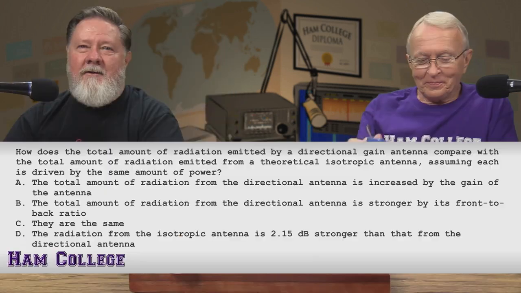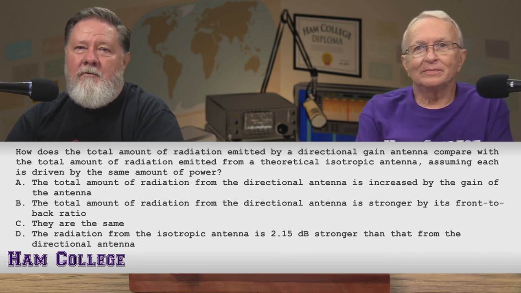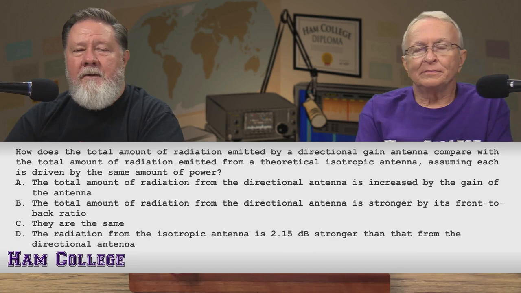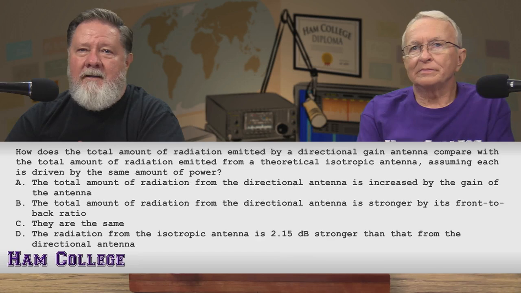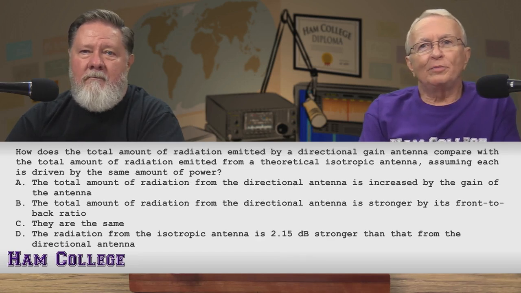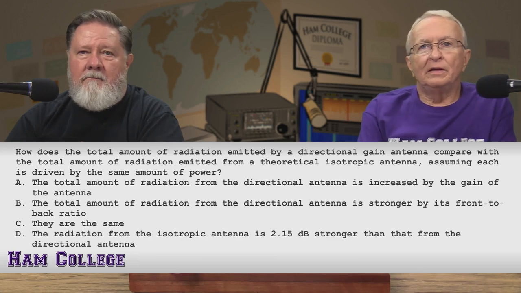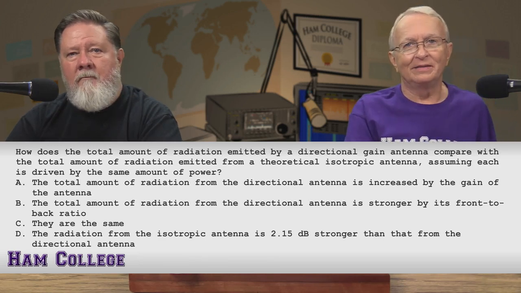How does the total amount of radiation emitted by a directional gain antenna compare with the total amount of radiation emitted by a theoretical isotropic antenna, assuming each is driven by the same amount of power? A, the total amount of radiation from the directional antenna is increased by the gain of the antenna. B, the total amount of radiation from the directional antenna is stronger by its front-to-back ratio. C, they're the same. D, the radiation from the isotropic radiator is 2.5 dB stronger than that from the directional antenna.